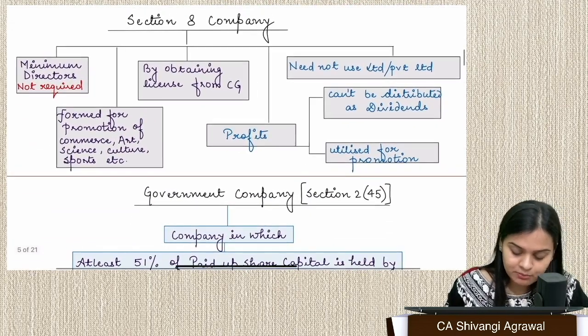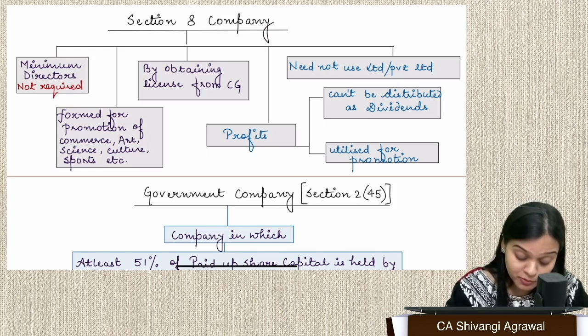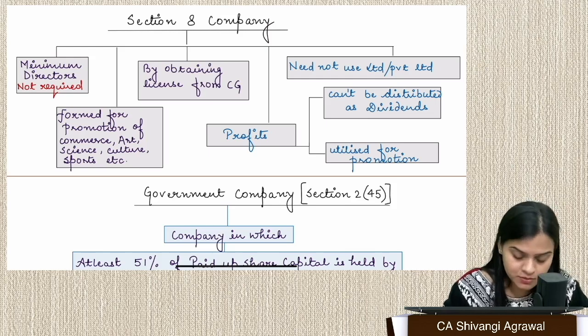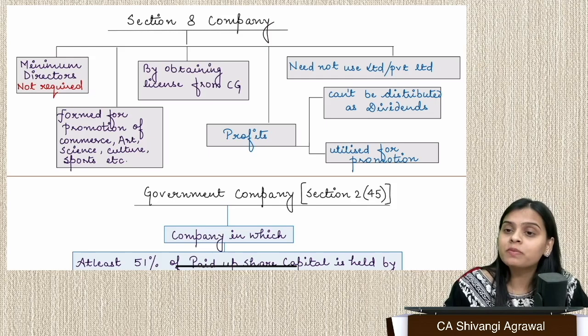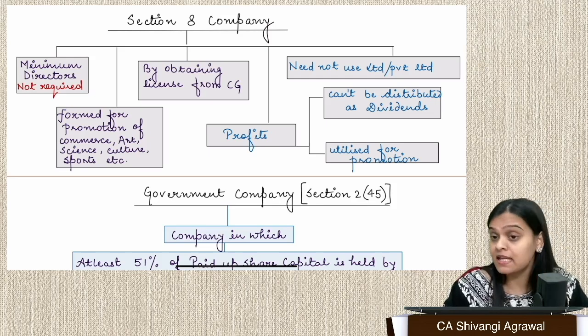Next is Section 8 company. What is Section 8 company? Section 8 company is a company which has been formed for charitable objects. Okay, so here minimum directorship requirement is not there. It is a company which has been formed for promotion of commerce, art, sports, science, culture, environment, etc. For this, you need to obtain license from central government, and this license can be revoked also.